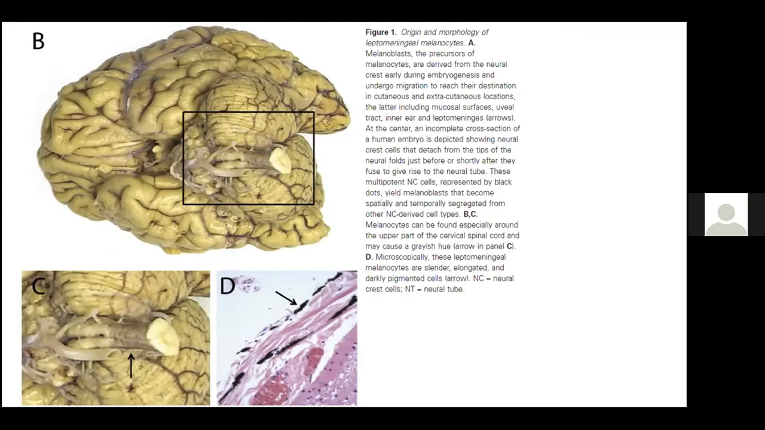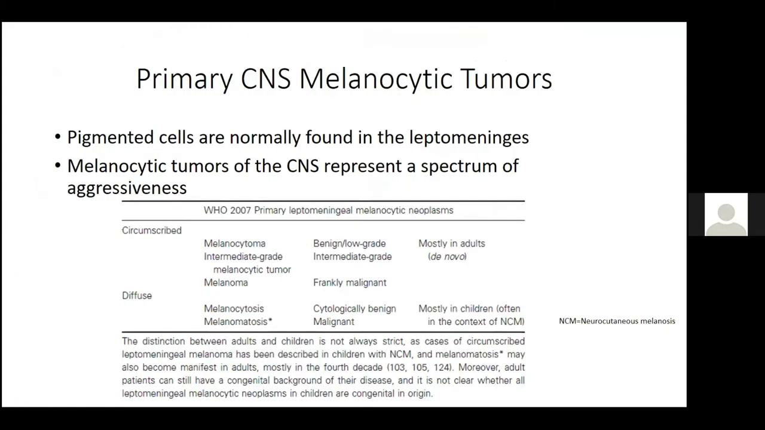Again, they're most common in the upper cervical spinal cord and brainstem as well. So there's 2 categories of these leptomeningeal melanocytic neoplasms: circumscribed and diffuse. Circumscribed are tumors that are very contained. Probably the MRIs that we looked at that have these very circumscribed discrete nodules are one of the circumscribed lesions.